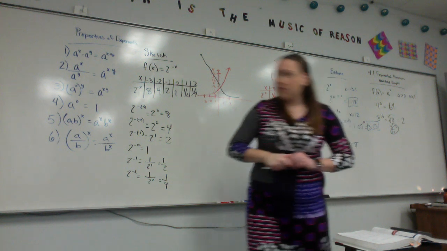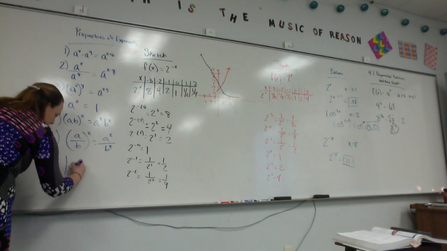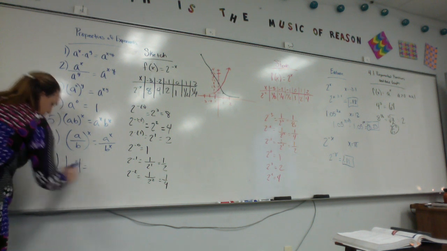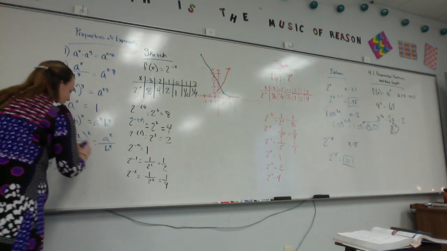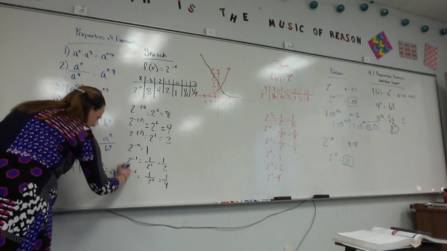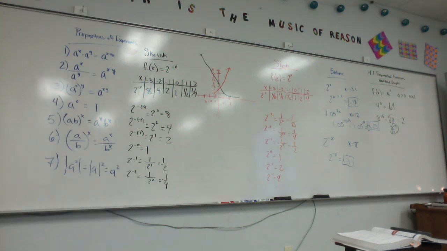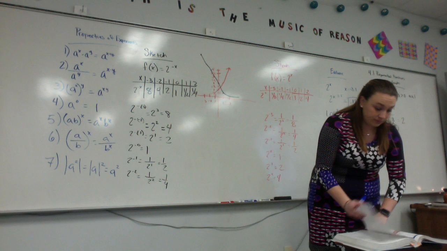And the last one is always the one I forget for some reason: the absolute value of a squared. Basically just a squared. You're going to do the absolute value of a, and then square it so that you get this. Because remember, when you do absolute value, you have to have a positive answer. So we take away the square first so that we can get our positive answer, and then we can square from there. Those are the rules of exponents that you need to be able to follow.